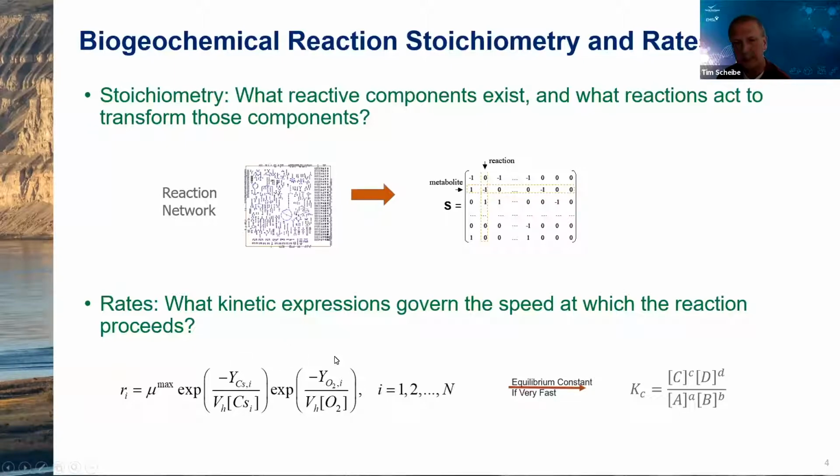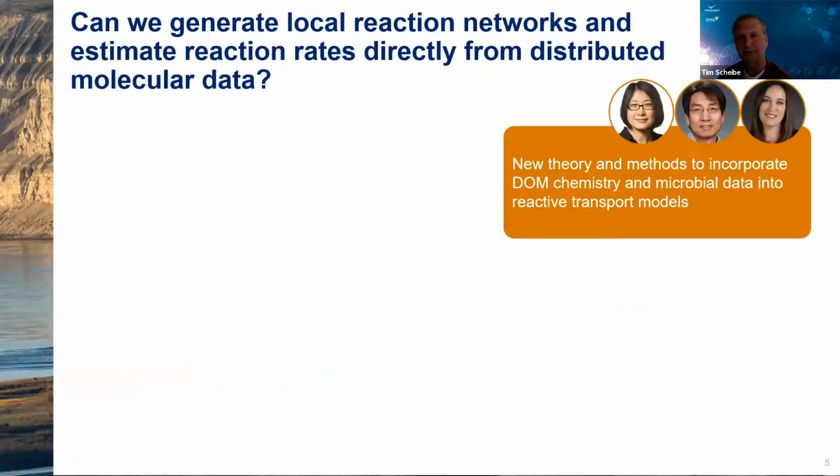And so as we begin to get a good handle on the stoichiometry and the rates, and we can determine those based on actual observations that we can make in a distributed way, now we can start to get a handle on the distribution of those biogeochemical rates processes across our systems of interest. Of course, if these reactions tend to be very fast, then we don't need to have rate expressions, but most biologically mediated reactions tend to be kinetically controlled.